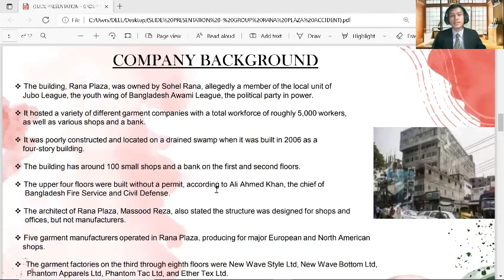Okay, Assalamualaikum. My name is Zachary bin Muhammad Faizal, and today I shall be explaining on the company background of Rana Plaza.